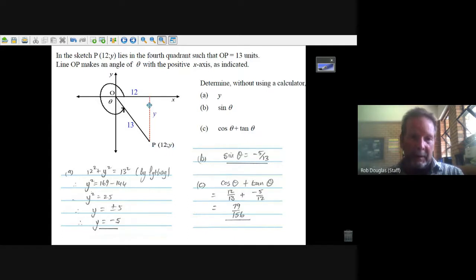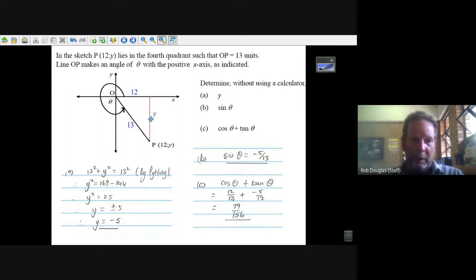Well, I put this little dotted red line in here so I could make a right-angled triangle so I can do my Pythagorean trigonometry. And here's the angle theta bending all the way around. But 12 and y means I go 12 in the x direction and y, some negative number, in the y direction. They tell us that the line OP is 13 units. Well, that's pretty nice. We've got a triangle here. We can use Pythagoras to figure out what y is.